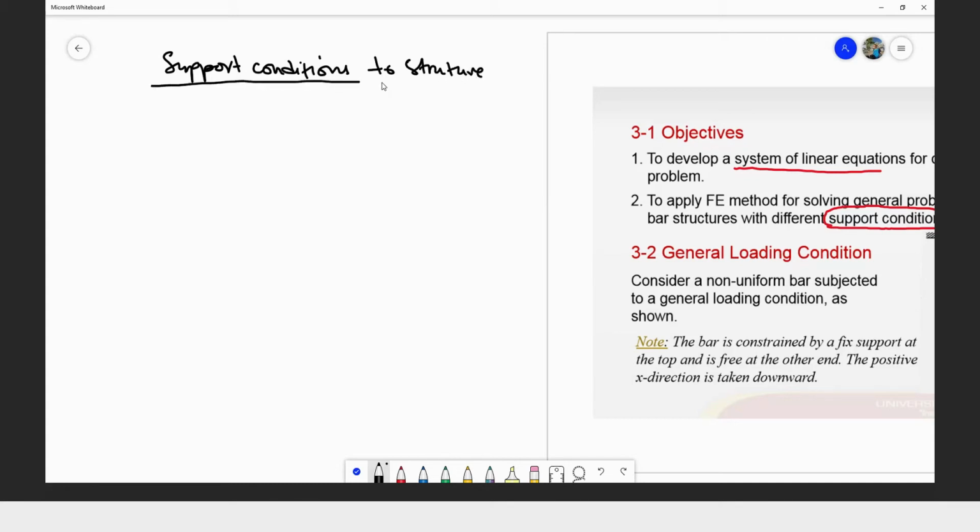So kita ada sebagai contoh. Tadi kita dah tengok fixed boundary condition. So satunya adalah fixed. Kita panggil fixed support conditions ataupun later on we call it as the boundary condition as well.